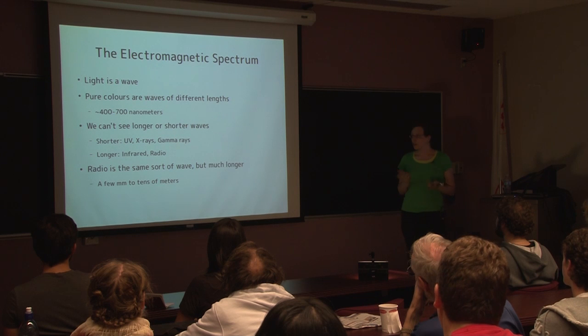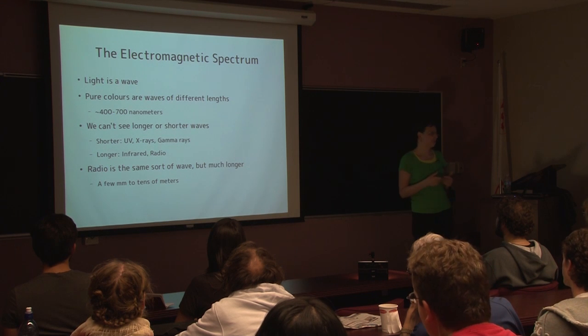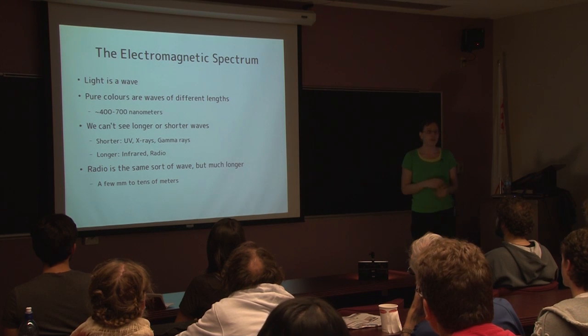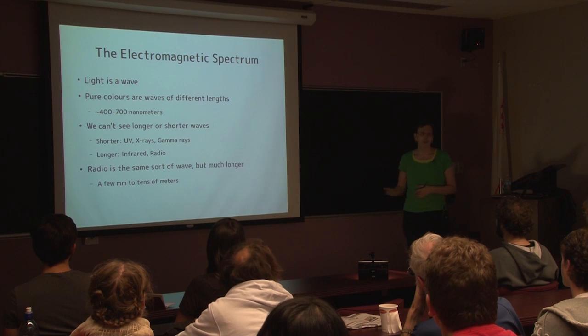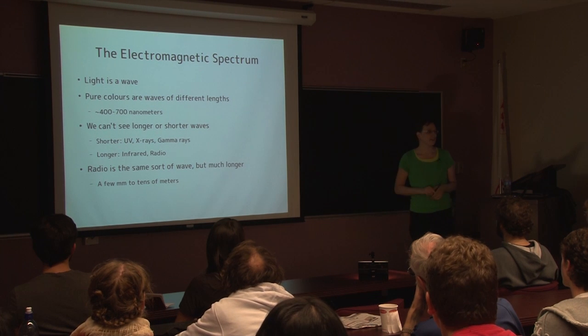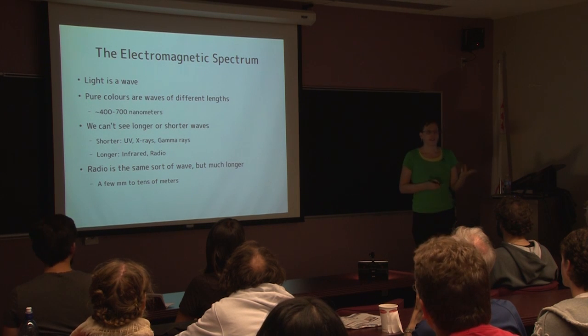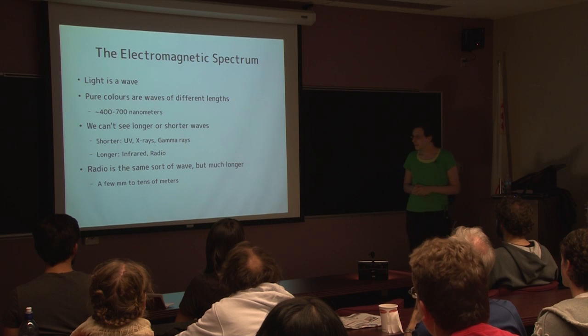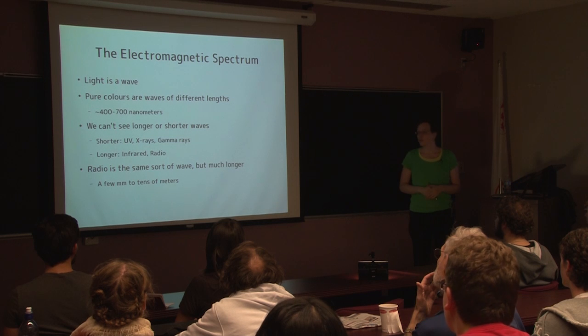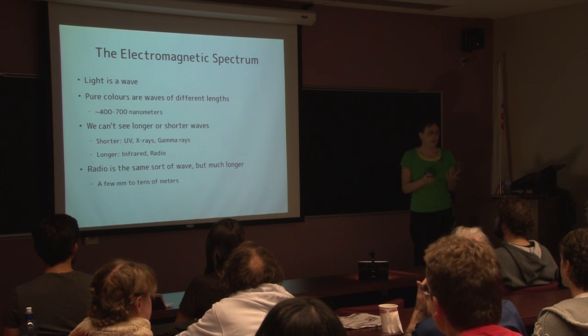If light is shorter than 400 nanometers, it's ultraviolet, and it can burn you, but you can't see it. If it's even shorter, it can be X-rays or gamma rays, and again, it can affect you, but you can't see it with your eyes. Longer wavelength light, for example, is infrared, and even longer wavelengths are radio. It's the same sort of wave, same propagation through space, but the wavelengths are much longer.